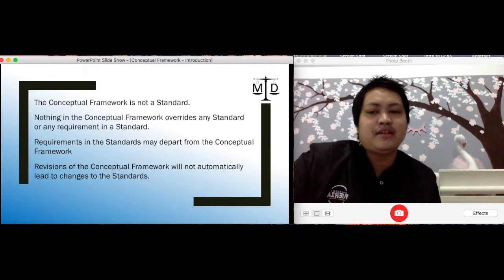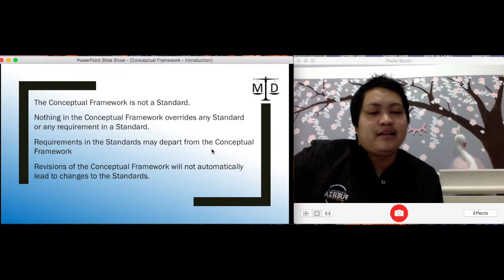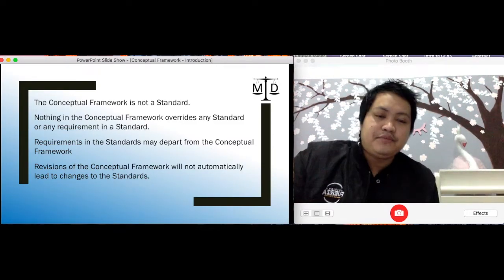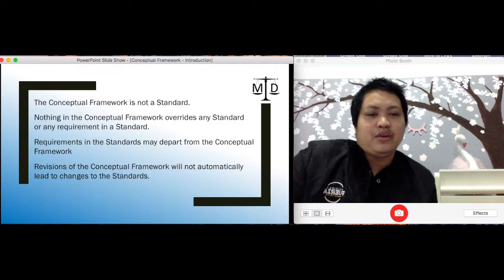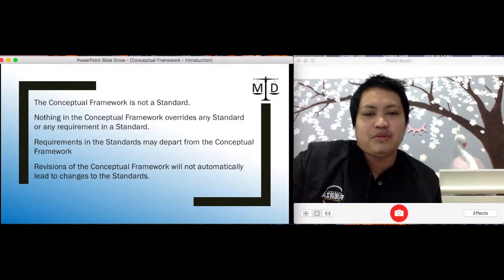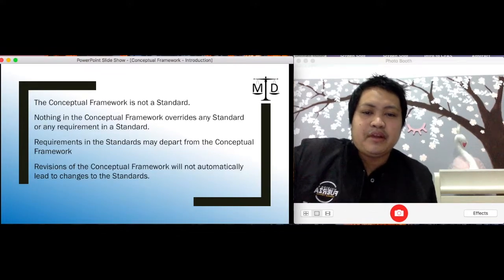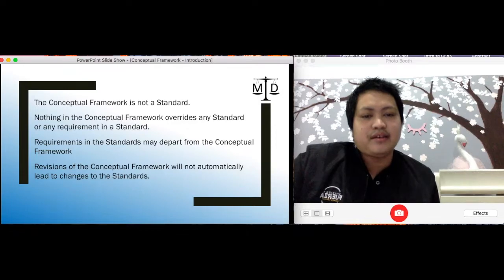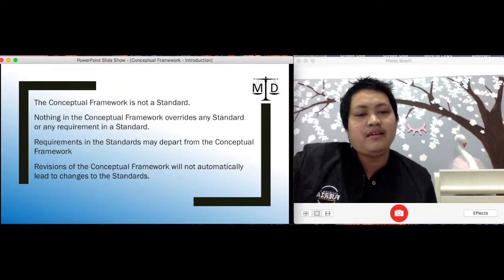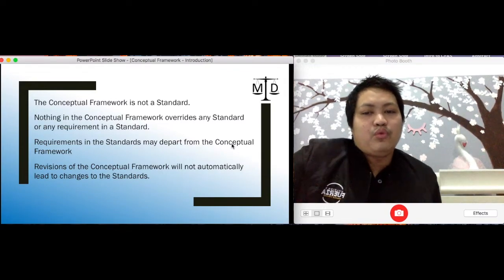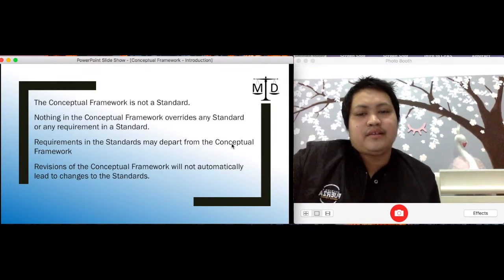The first one is that the conceptual framework is not a standard. If you're reading this now, then you can simply say that is very easy to remember. But once you are already in the exam, you cannot help but entertain the idea that perhaps the conceptual framework is a standard. But in fact, again, the conceptual framework is not a standard.